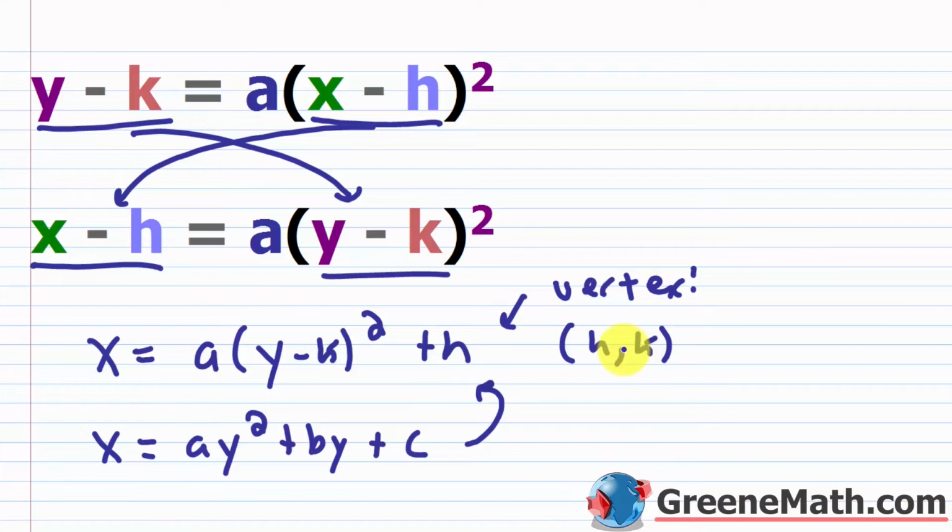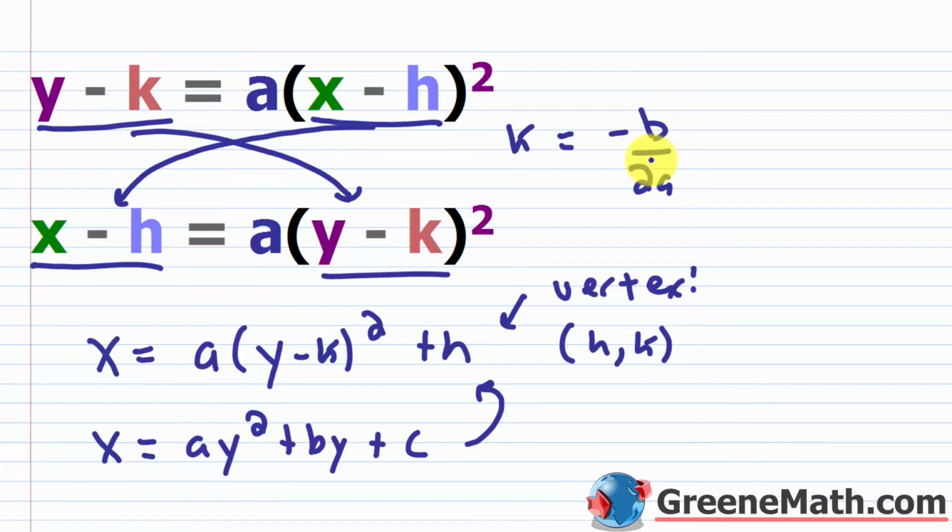Now, another thing you need to understand is that a now is going to tell you if it opens to the right or to the left. If a is positive, it's going to open to the right. If a is negative, it's going to open to the left. So the vertex formula that we talked about a minute ago, where we said h was equal to negative b over 2a, well now, since the x and the y have swapped roles, this isn't going to be h anymore, now it's going to be k. So that's how you find k, and once you have that, you can plug in for y, and then you can find your x coordinate.